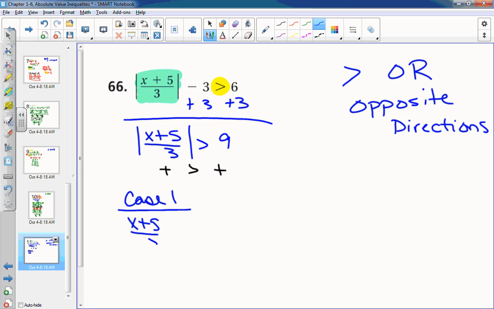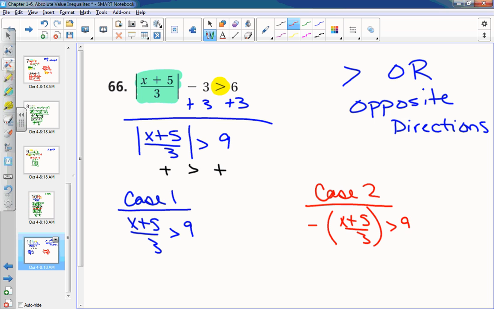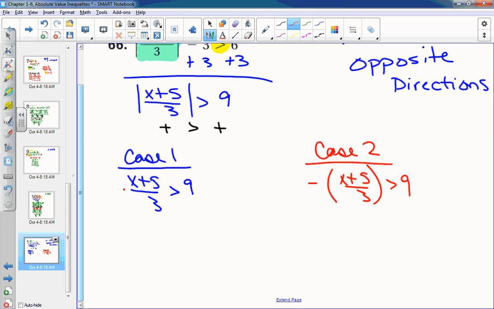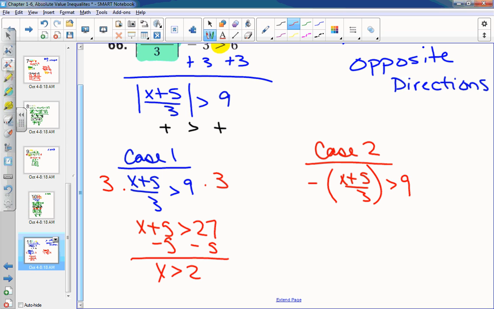x plus 5 over 3 is greater than 9. And case 2, negative parenthesis x plus 5 over 3 is greater than 9. So I'm going to multiply by 3 on this side and this side, and I have x plus 5 is greater than, I did not multiply by a negative, 27. I subtract 5, and I have x is greater than 22.